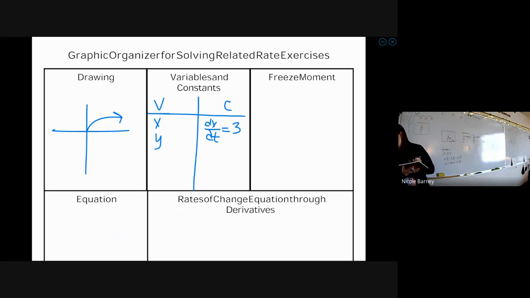Yep. And then it says when the y coordinate is 25 centimeters, since y is changing, we know that when it says 25, it means that's the freeze moment, right? Since y is changing, we're going to say our freeze moment is when y equals 25. Is this the y equals root x? Y equals root x, yeah. Okay. And then we're going to find dy dt.